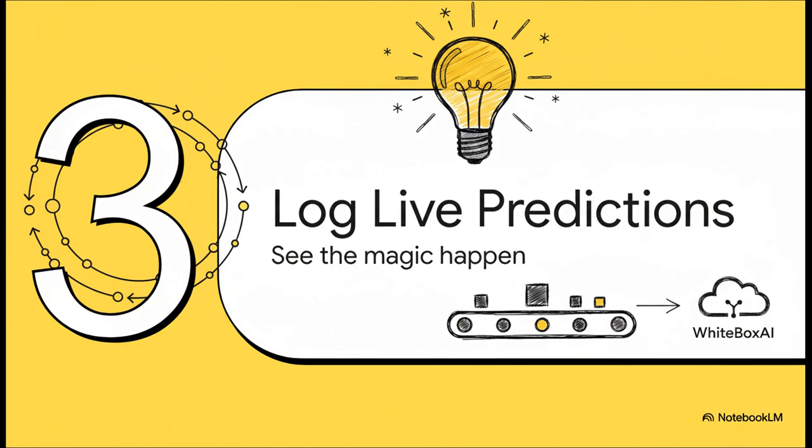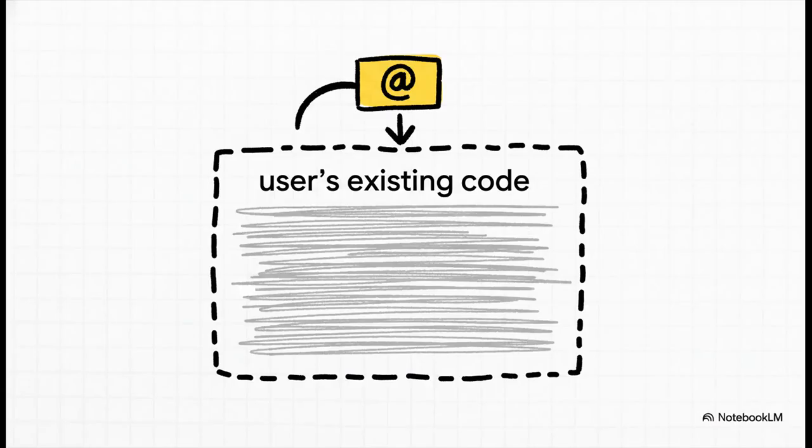All right, this is the part you've been waiting for. This is the aha moment. We're connected, the model's registered, and now it's time to see the magic happen. We're going to send live prediction data from your model straight to the platform. And you know what? The most elegant way to do this is with something called a decorator. It's awesome because it's incredibly simple. You just add a single line of code right above your prediction function.